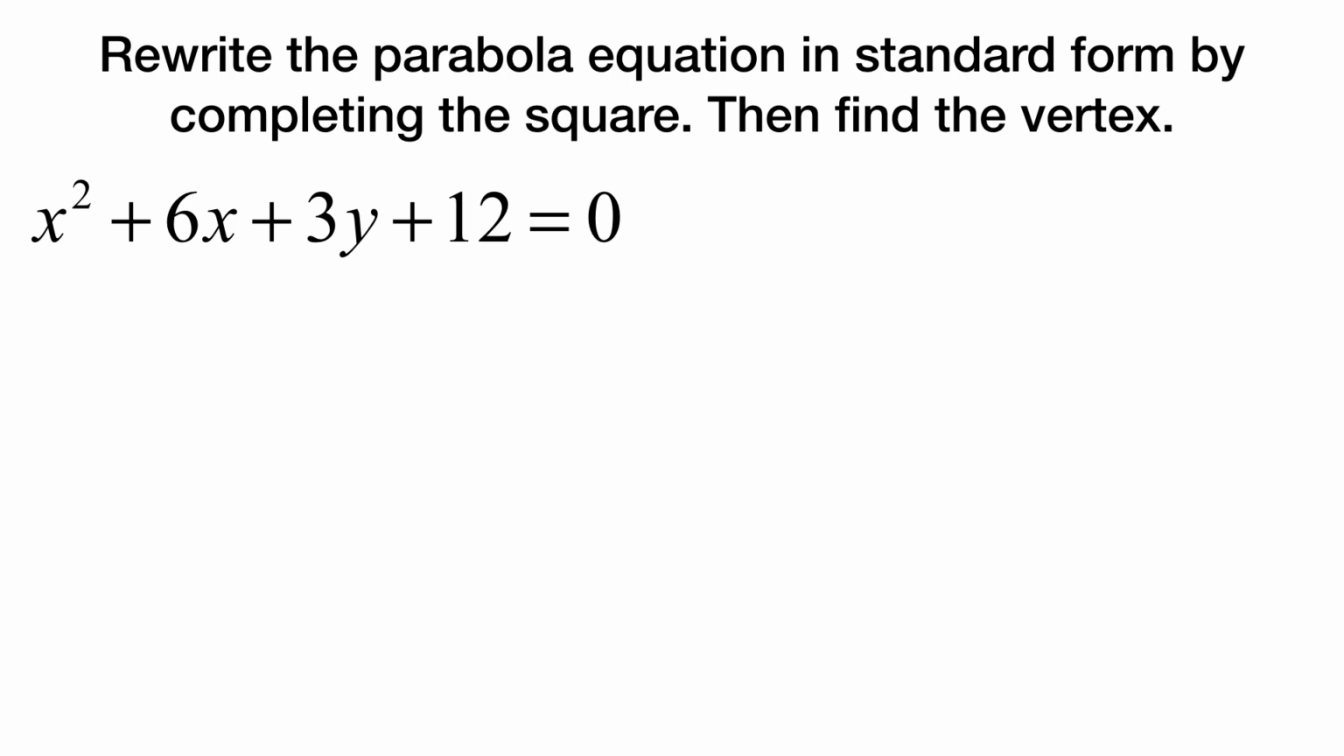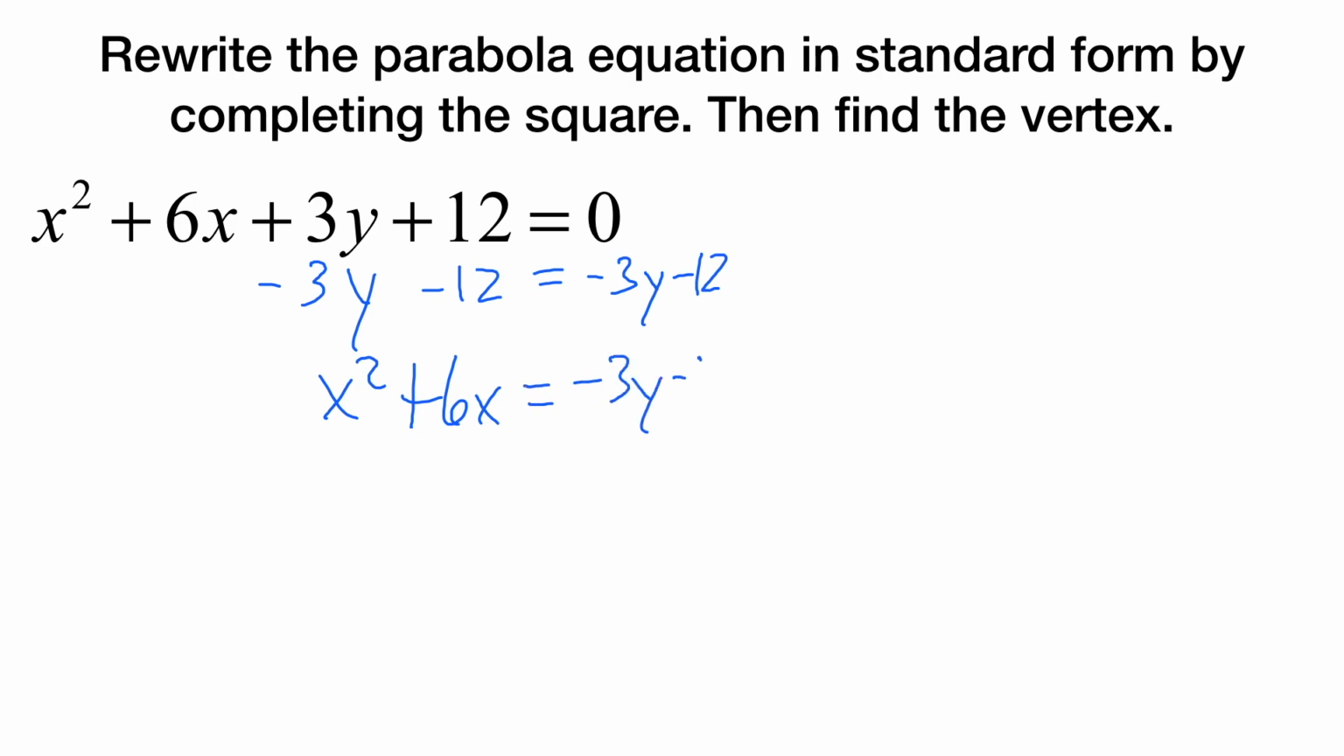So what we have to do first is get the variable that is being squared all by itself. Do you see how x squared is the one that's being squared, so x? Now when I say all by itself, I mean all the x's on one side, all the y's and other numbers on the other. So that means that we are going to have to subtract 3y and subtract 12 from both sides. So that ends up being x squared plus 6x equals negative 3y minus 12.